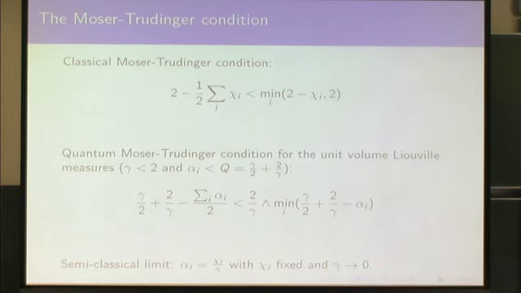And so what's going to be the semi-classical limit in this context? Well, you're going to take your insertions alpha_i to be chi_i over gamma with chi fixed, and you make gamma go to 0. So when gamma goes to 0, you're looking at the semi-classical limit. It's like the Planck constant going to 0, and you see that you recover exactly the Moser-Trudinger equation. So they're compatible.